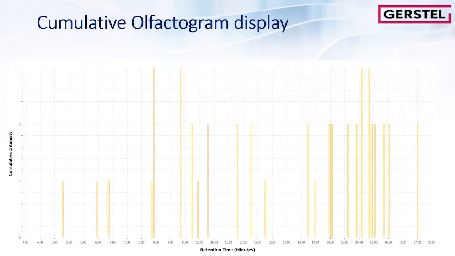The cumulative olfactogram displays intensities versus duration of detected odor regions. When a sample is evaluated in multiple dilutions or multiple panelists, the resulting olfactograms are combined and presented in cumulated form. The ODI software adds the respective odor intensities and displays the cumulative value.